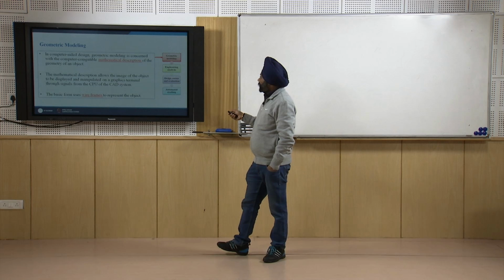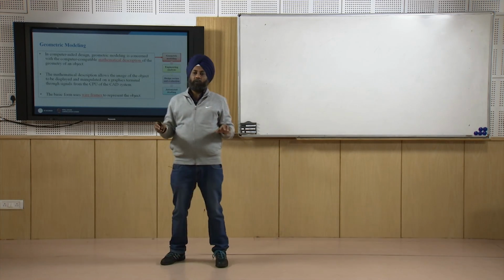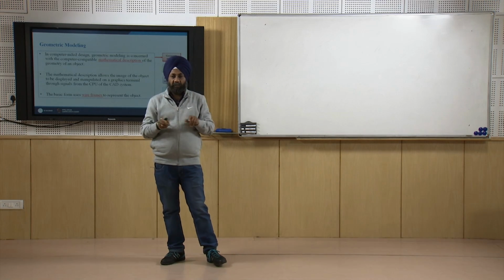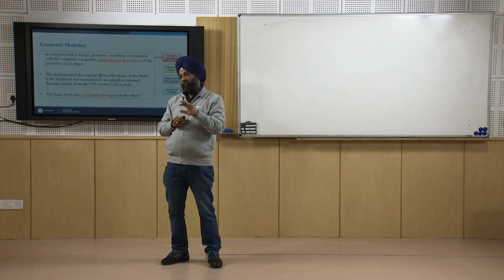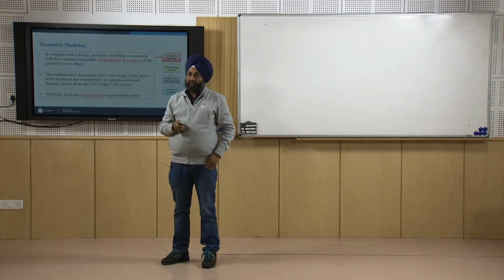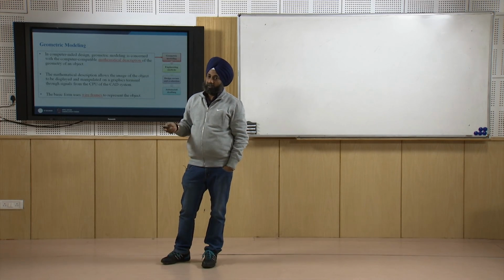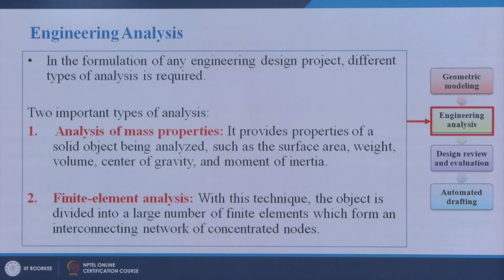Then the next stage is engineering analysis. So first part is representing our problem on a piece of paper or on our screen, but in computer aided design it is paperless. We will model everything on our screen. So first is representation of the geometry on the screen, and that is called geometric modeling. In the next stage we have the engineering analysis. In the formulation of any engineering design project, different types of analysis are required.